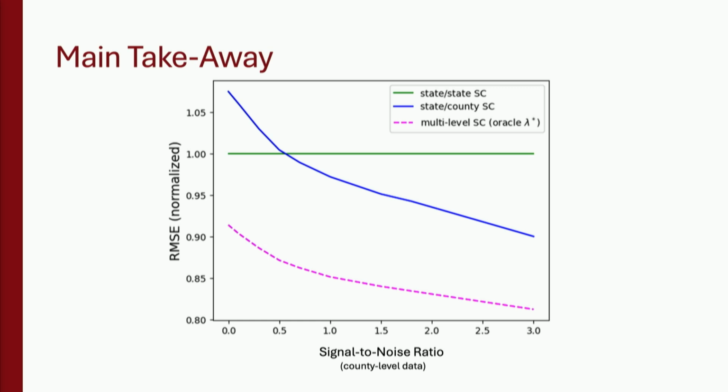Now, of course, the next step is to get a feasible estimator from this infeasible one. This is what I'm currently working on, and here I'm plotting one heuristic lambda that I've been trying out, which seems to be performing really well.